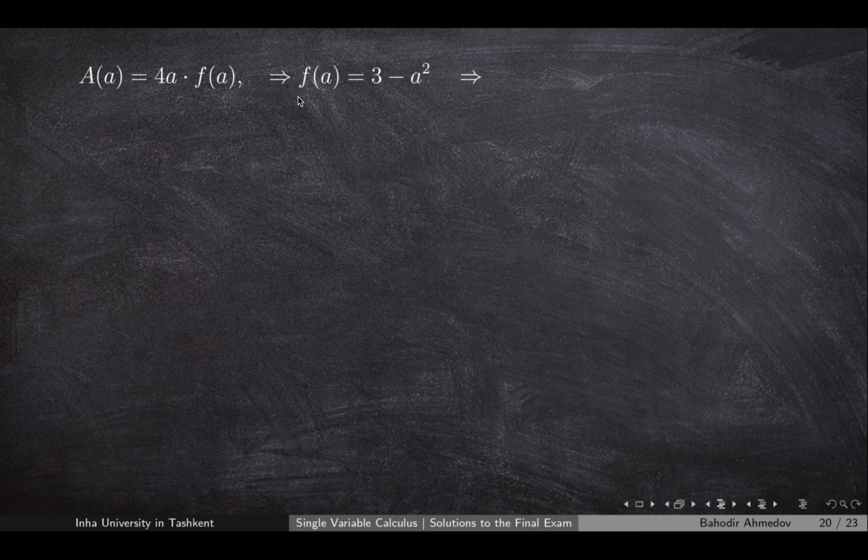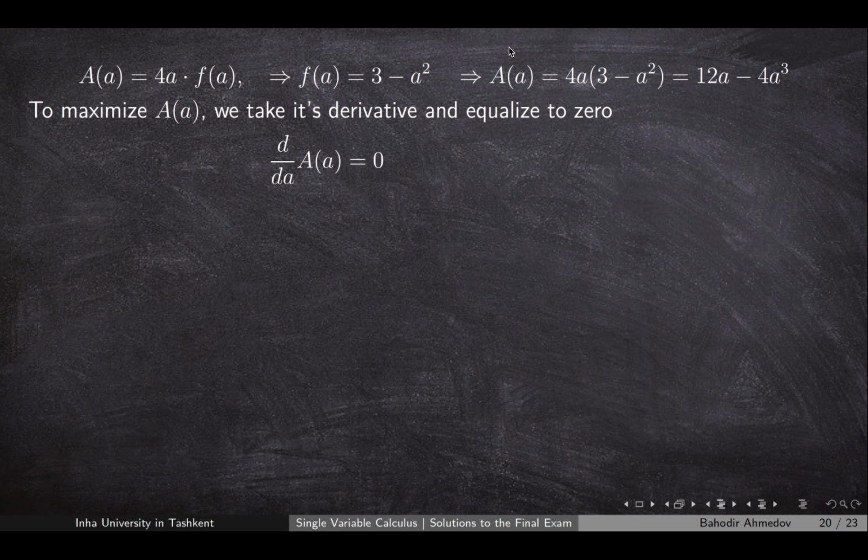So that is why f of a is going to be equal to 3 minus a squared. If I substitute this, I'm going to get this equation. If I open up the brackets, I'm going to get this equation, 12a minus 4a cubed. In order to maximize this, I needed to find the largest possible rectangle, right? So the area of the largest rectangle. So I need to maximize this function.